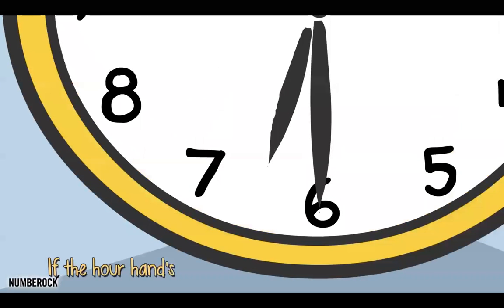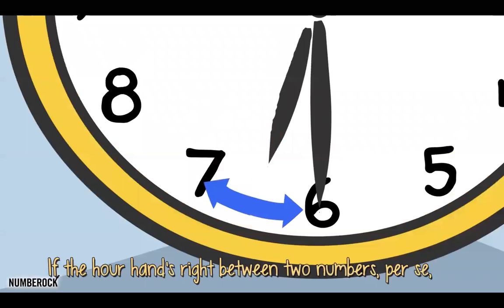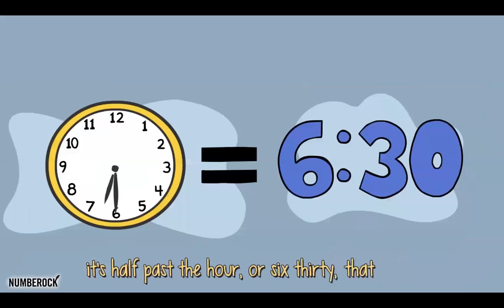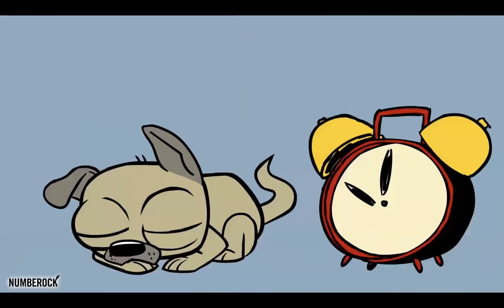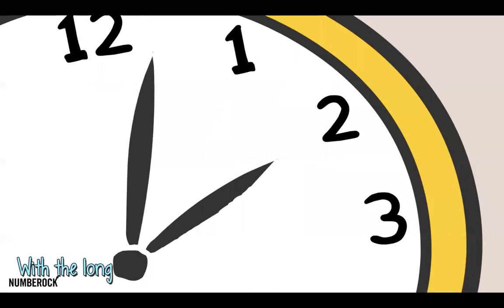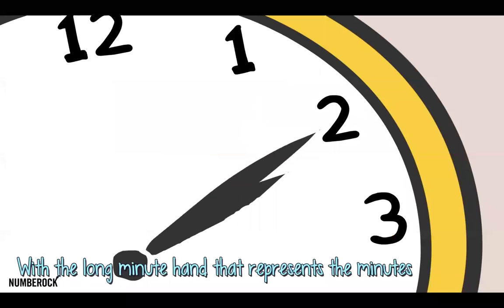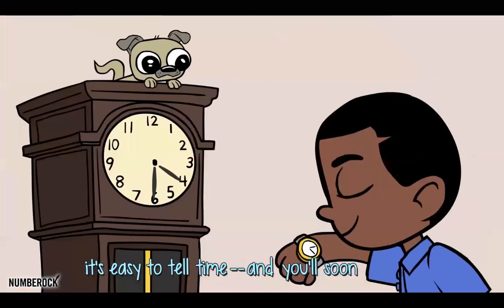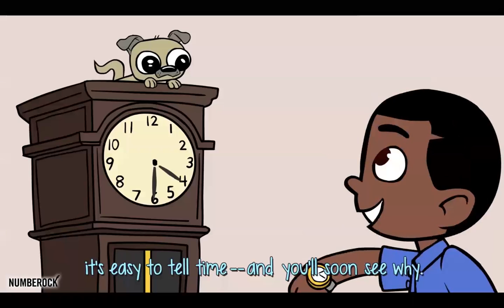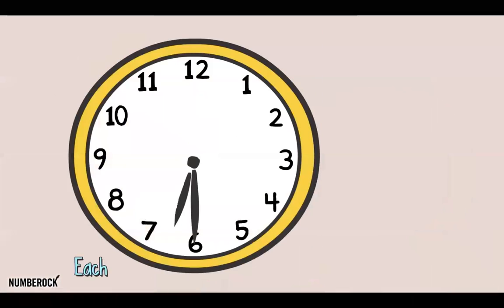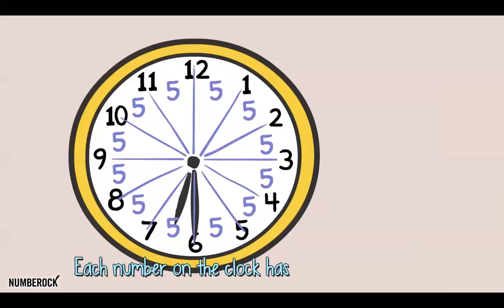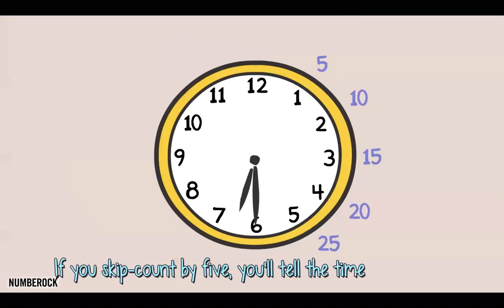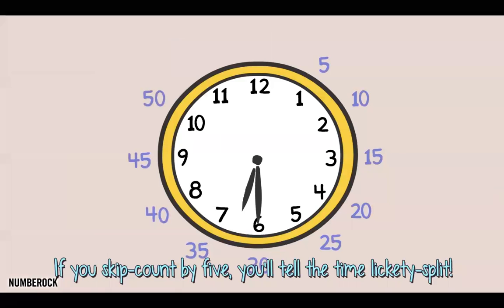If an hour hand's right between two numbers, it's half an hour, or 6:30 that day. With the long minute hand that represents the minutes going by, it's easy to tell time, and you'll soon see why. Each number on the clock is 5 minutes. If you skip count by 5 and tell the time, lickety split.